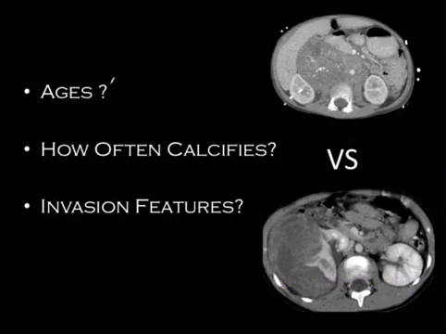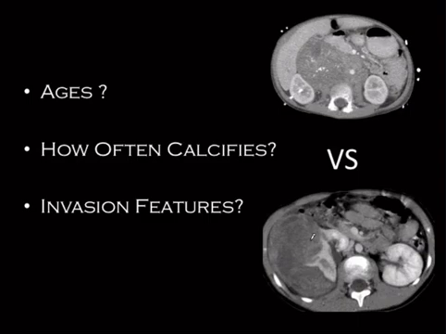Neuroblastoma is seen in a younger person. You can be born with it. That's not true of a Wilms tumor. You cannot be born with a Wilms tumor. The neuroblastoma calcifies more, less than the Wilms. And Wilms tumors are sort of like an RCC in that they like to invade directly into the vein.